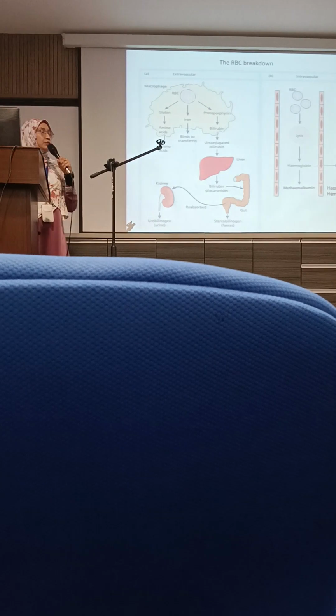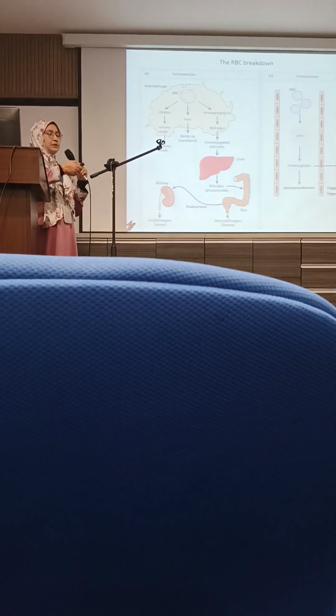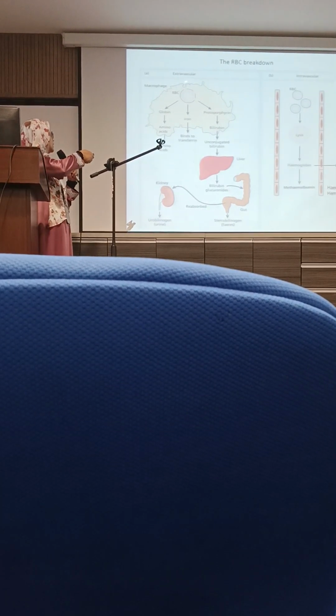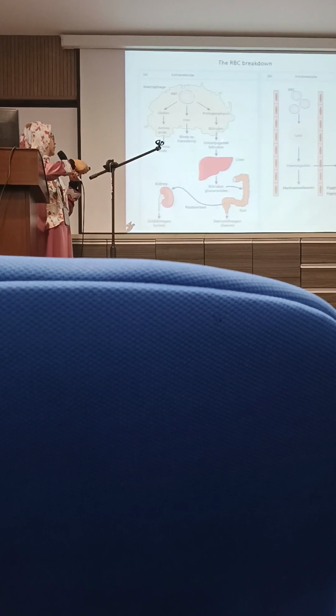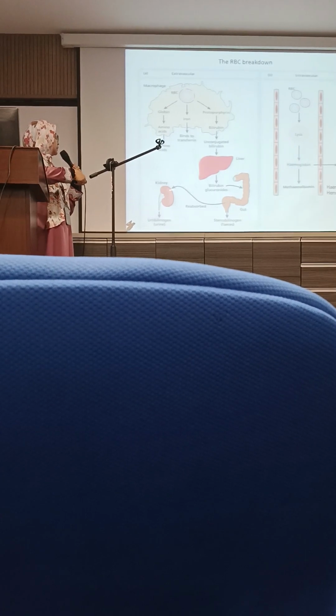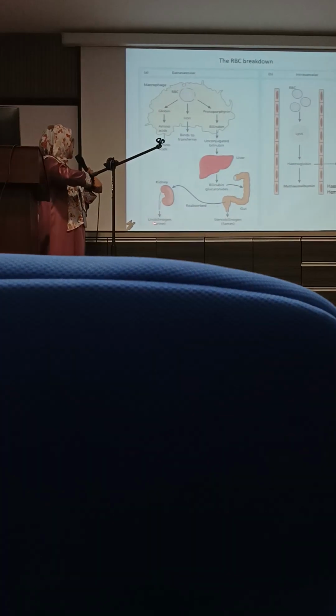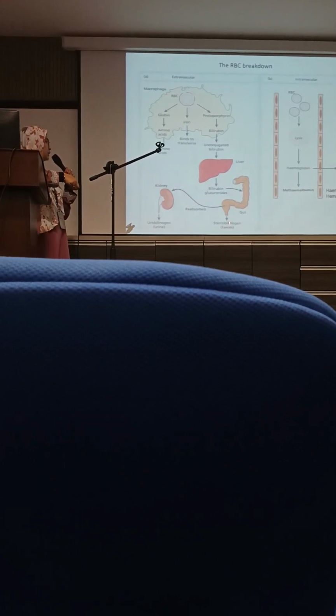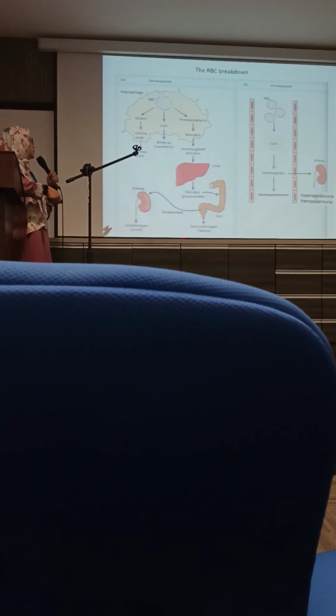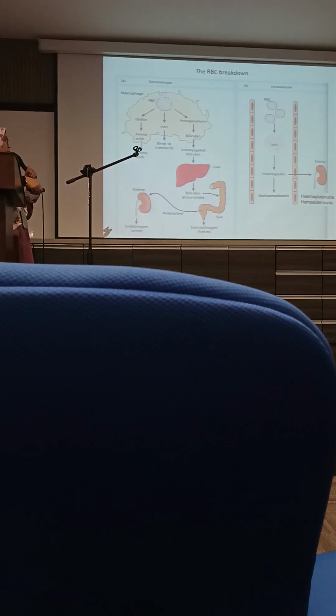The RBC breakdown, ni semua dah belajar kan? This is the normal one, extravascular, so it will be degraded by the macrophages. It goes to the bilirubin, goes to the liver, and it will be processed into urobilinogen and released in the urine, and also stercobilinogen in the feces. So biasanya you tak akan ada jaundice because it will be removed in the urine and the stool.